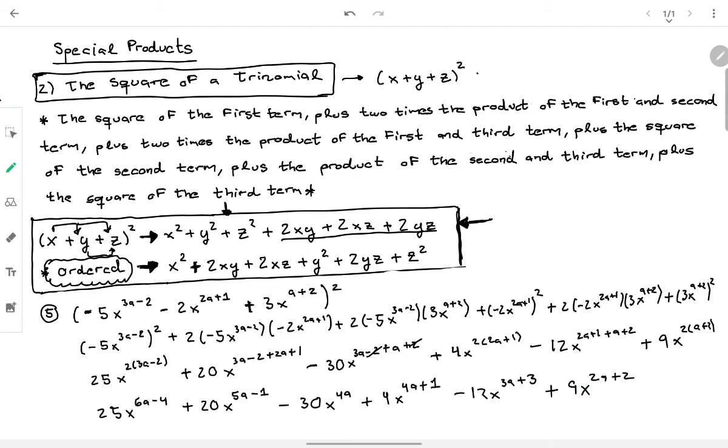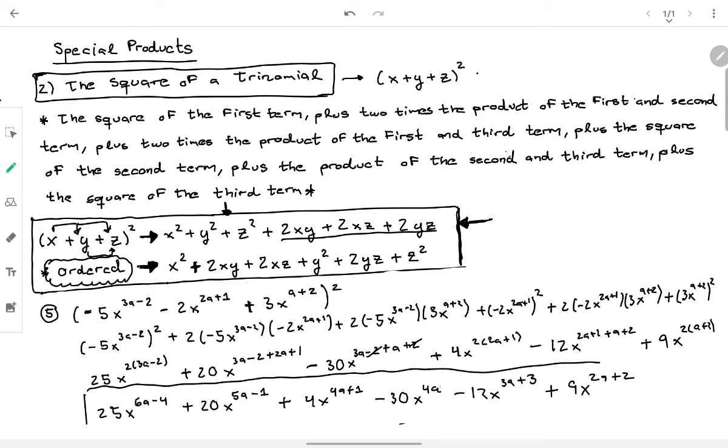So in this case, we can change the order of these two because 4x to the 4a plus 1 is bigger than minus 30x to the 4a. So we can have it like this. So the correct final answer is going to be this one, which is correctly ordered.